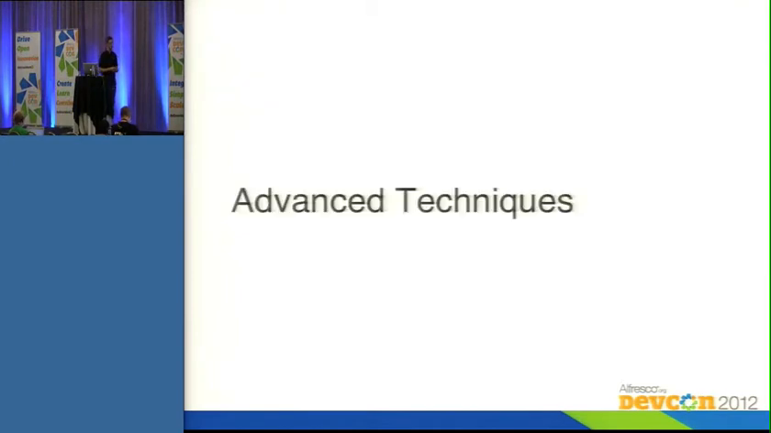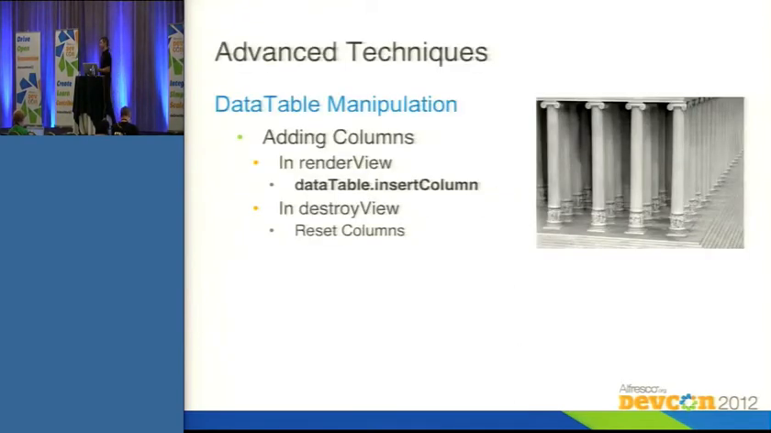But there's a lot more that we can do with this sort of thing. We can actually manipulate that underlying YUI data table. We can add columns to it in our render view method, which gives us a lot of flexibility, a lot of power. We do that by calling the data table insert column, and we just feed that a new column definition in that render view method. Now in destroy view, again our cleanup method, we probably want to reset those columns since our other views likely will not know what to do with these additional columns or how to render them. So we'll just reset it to what it originally was.